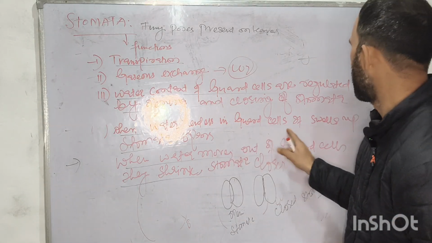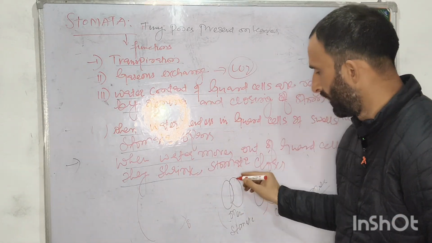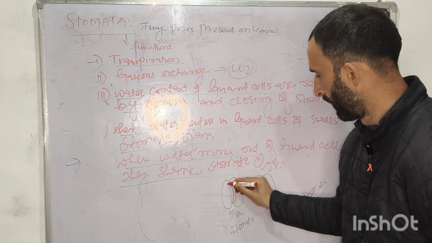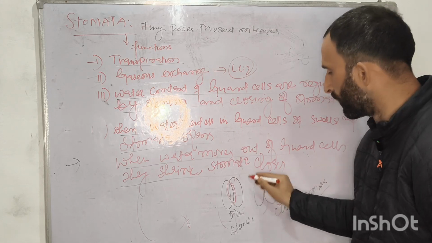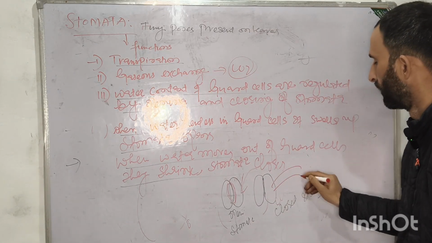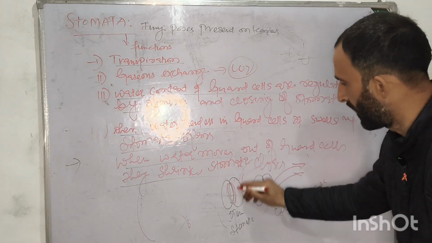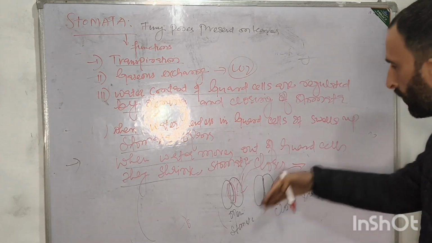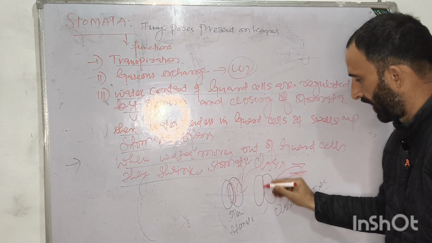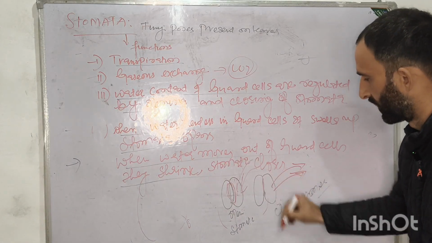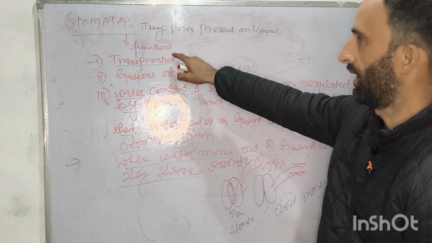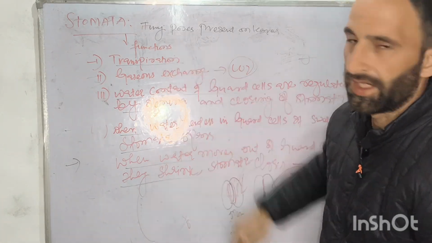When water enters inside the guard cells, they swell up and the stomata open. This is the opening of stomata. When water moves out of the guard cells, they shrink, and the stomatal pore closes. This is the opening and closing of stomata.